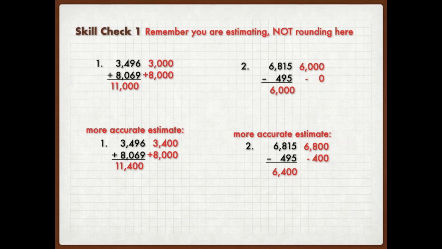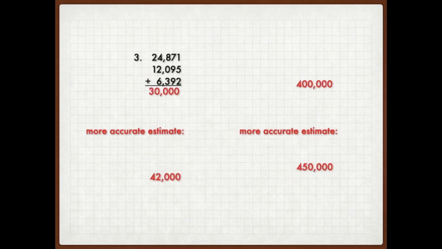Remember, I'm not rounding, not rounding. Then for number 2, if I become more accurate, now I will be using the 6 and 8 and the 4. So I'm actually subtracting here. 6,800 minus 400, and I get 6,400. Hopefully you did well. Let's look at the last 2, number 3 and 4.